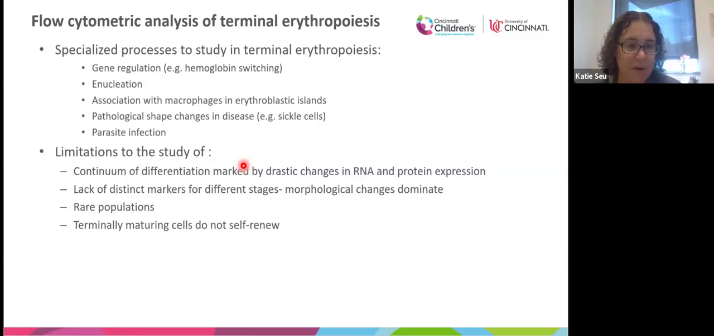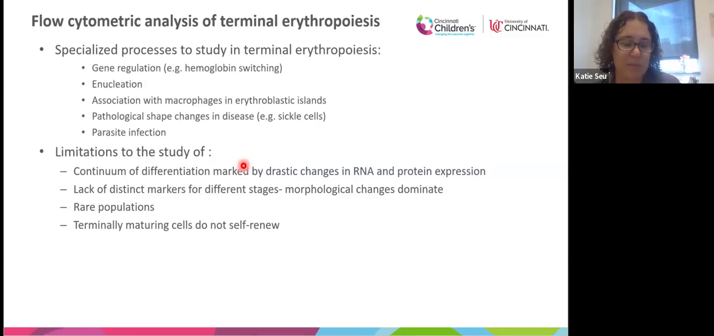You have things like rare events, rare populations. The proerythroblasts are the least in number, or like in enucleating cells, this is a small but important population to evaluate. And once you begin terminal maturation, these are cells that are not self-renewing, so you can't maintain them in culture. You have very limited numbers. You can maybe keep them a day or two in culture.